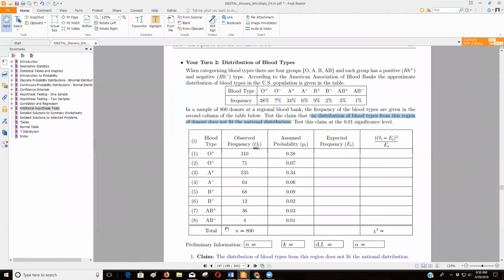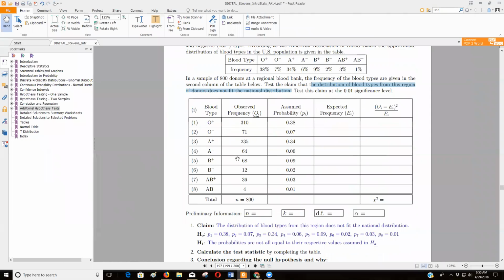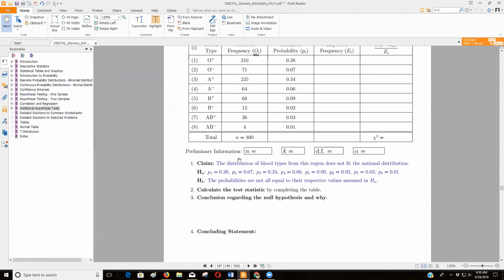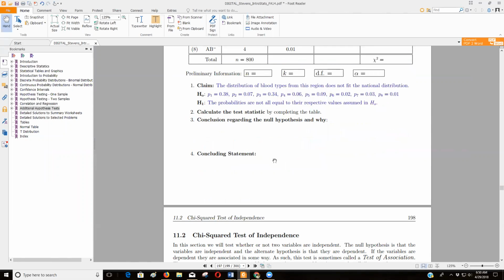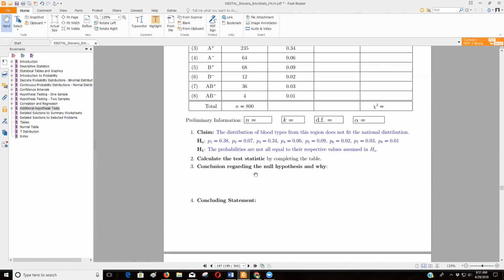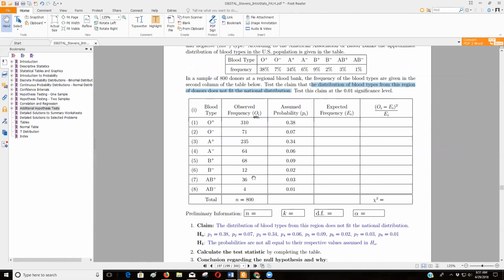Let's make sure I answered all these questions here. I tested the claim. What did they get? Did they show me the test statistic? When you're doing chi-square tests, you don't have to write this out. You can just say, in English, the probabilities do equal the national proportion or something like that. You don't have to write out all those P's. And we do have the answers. So that's how you do a chi-square test with more than 4, more than 5.